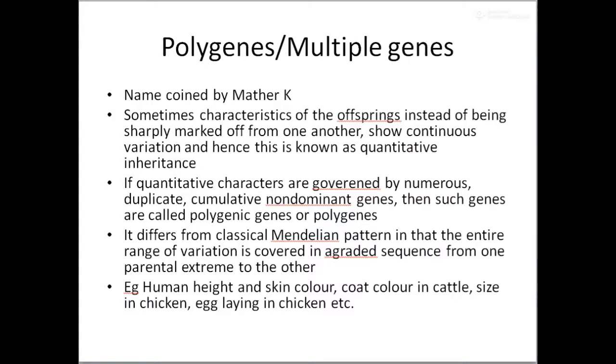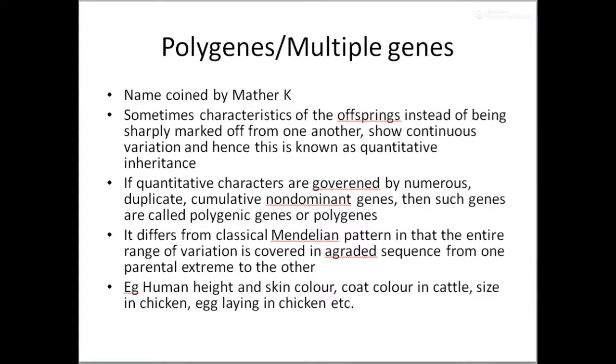And you can see that if these quantitative characters are being governed by numerous duplicative, cumulative, as well as non-codominant or non-dominant genes, such genes are called polygenic genes or polygenes. They mainly differ from the classical Mendelian pattern in that the entire range of variation is covered in a graded sequence from one parental extreme to the other.